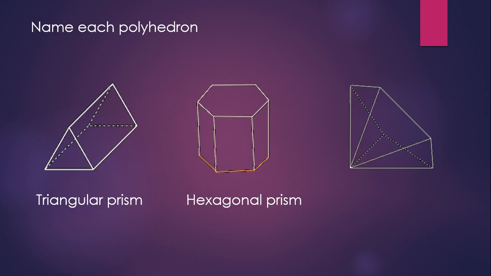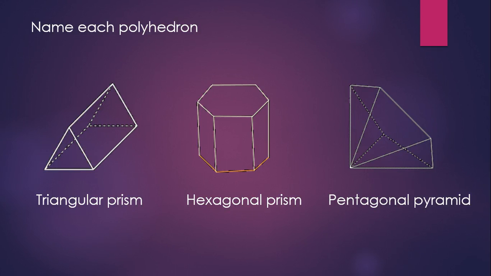Remember, we have a first name and a last name for these polyhedrons. The first name is telling you something about the shape of the base. The one on the right is a pentagonal pyramid. It's a pyramid because it has one polygonal base that is connected to a vertex opposite that base by some edges, and the faces that are not the base are triangles.